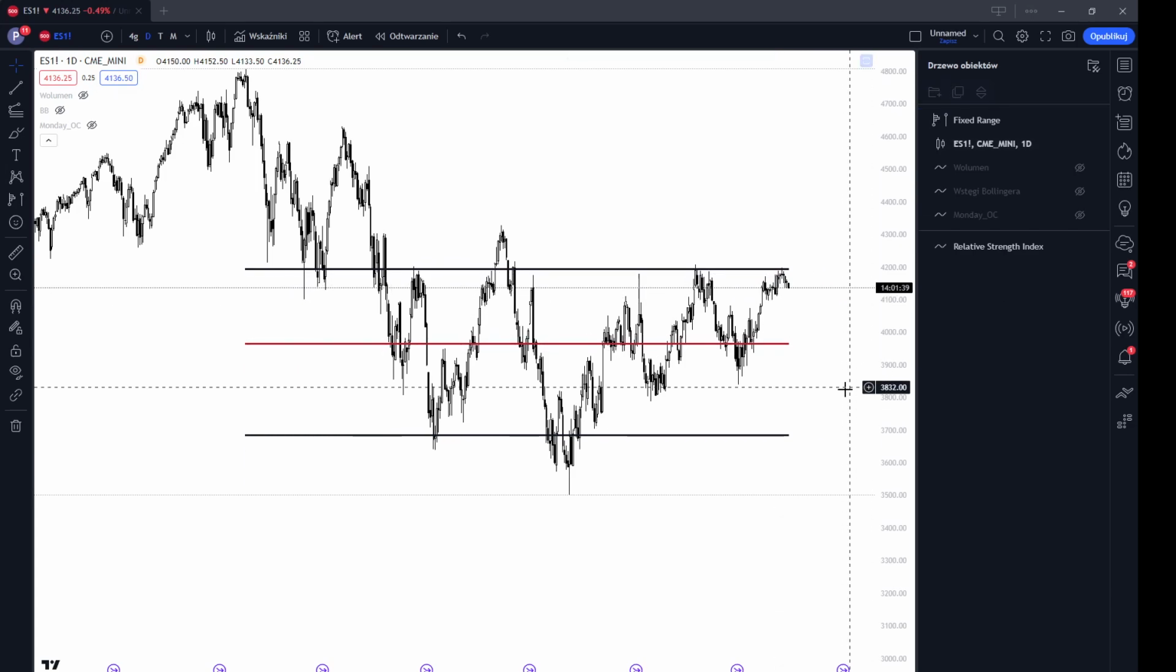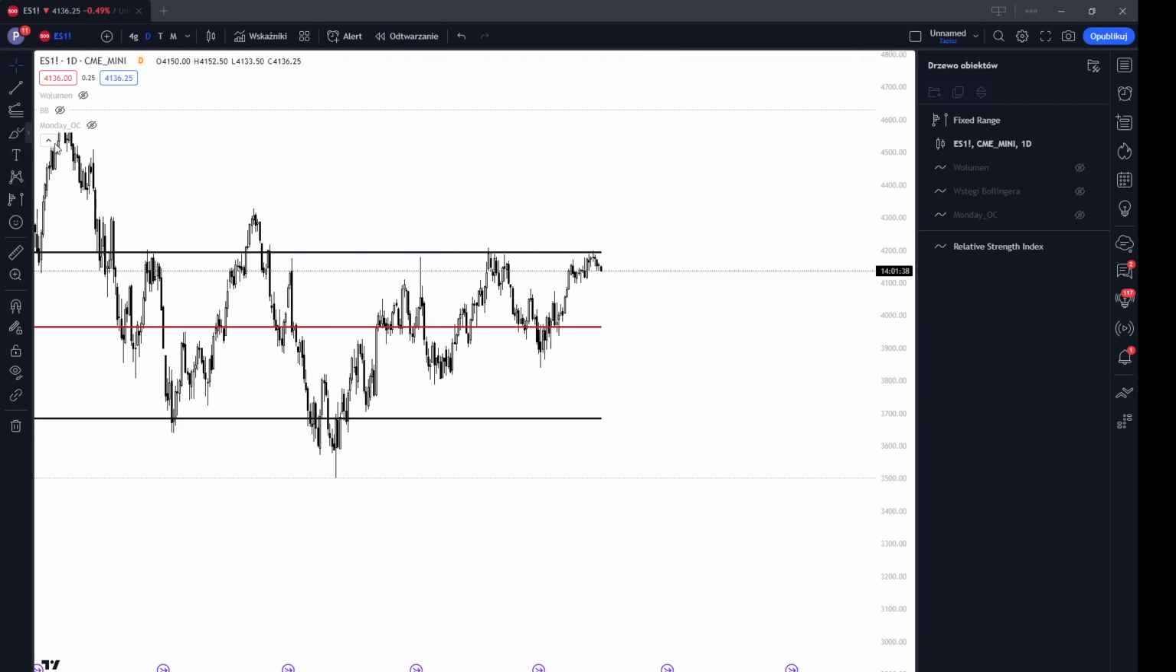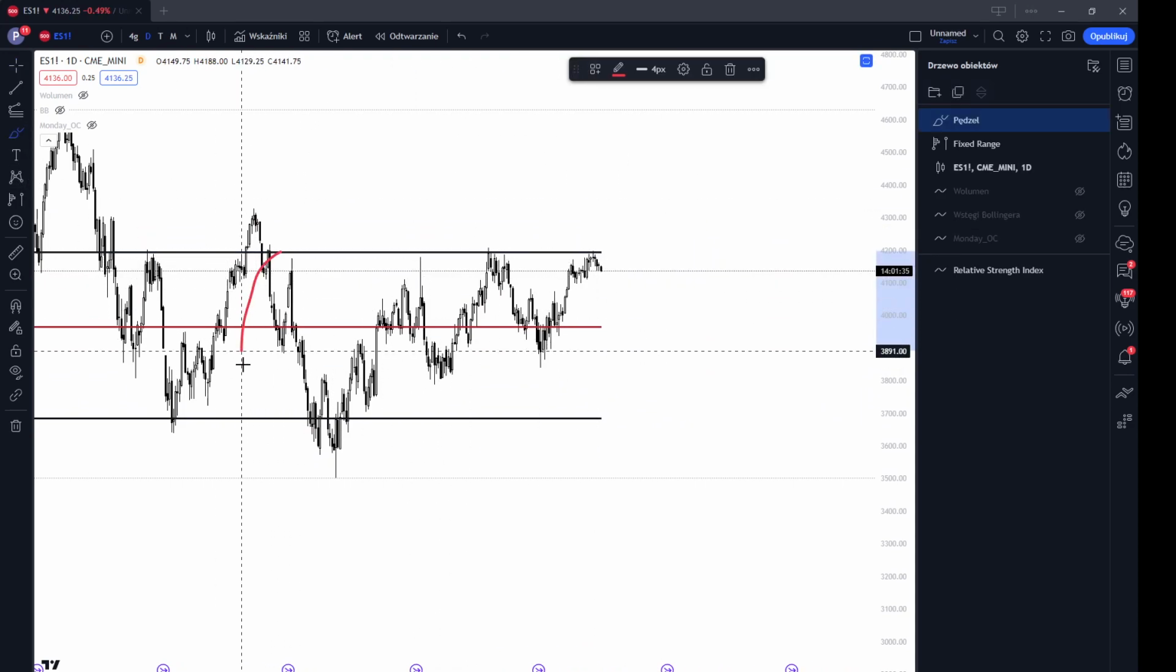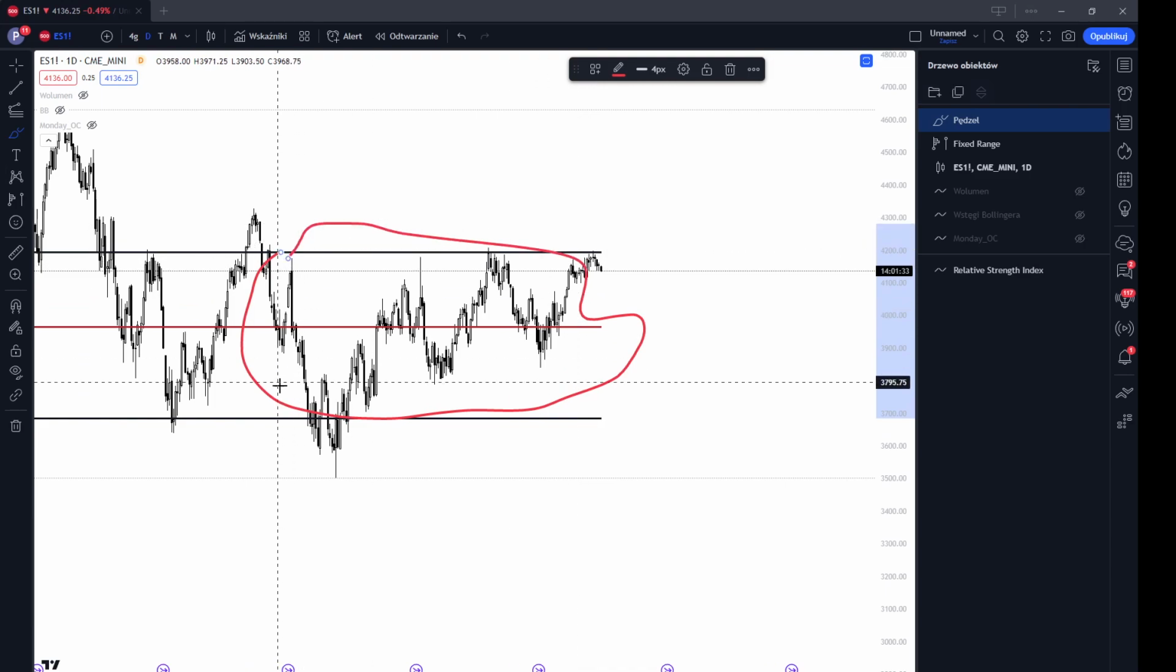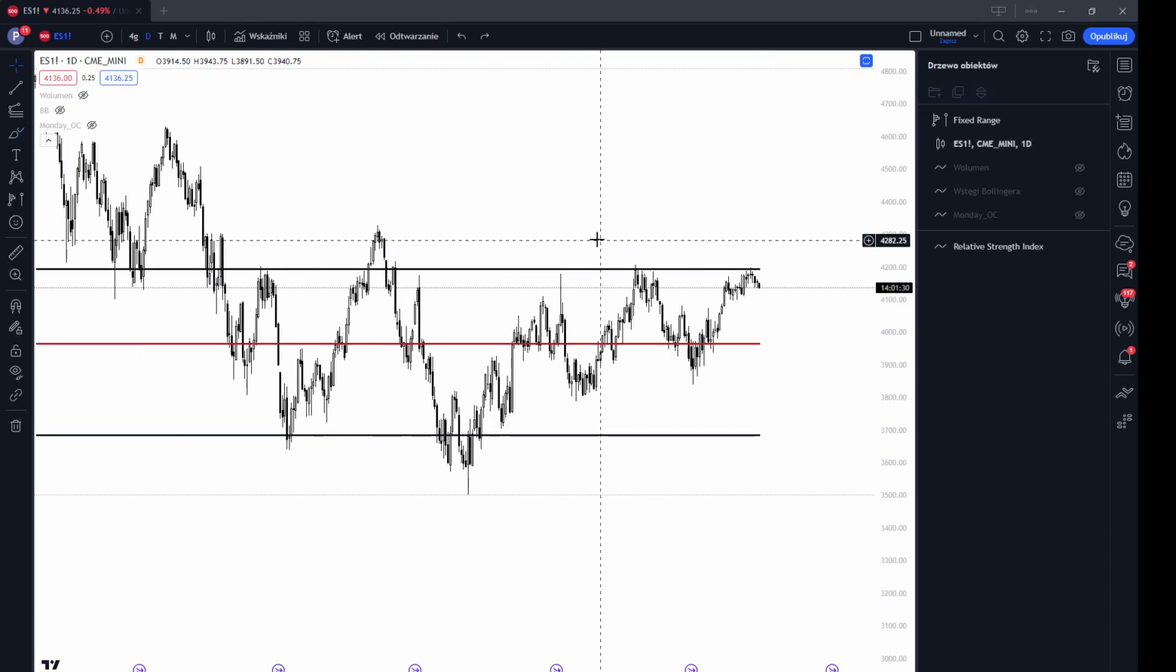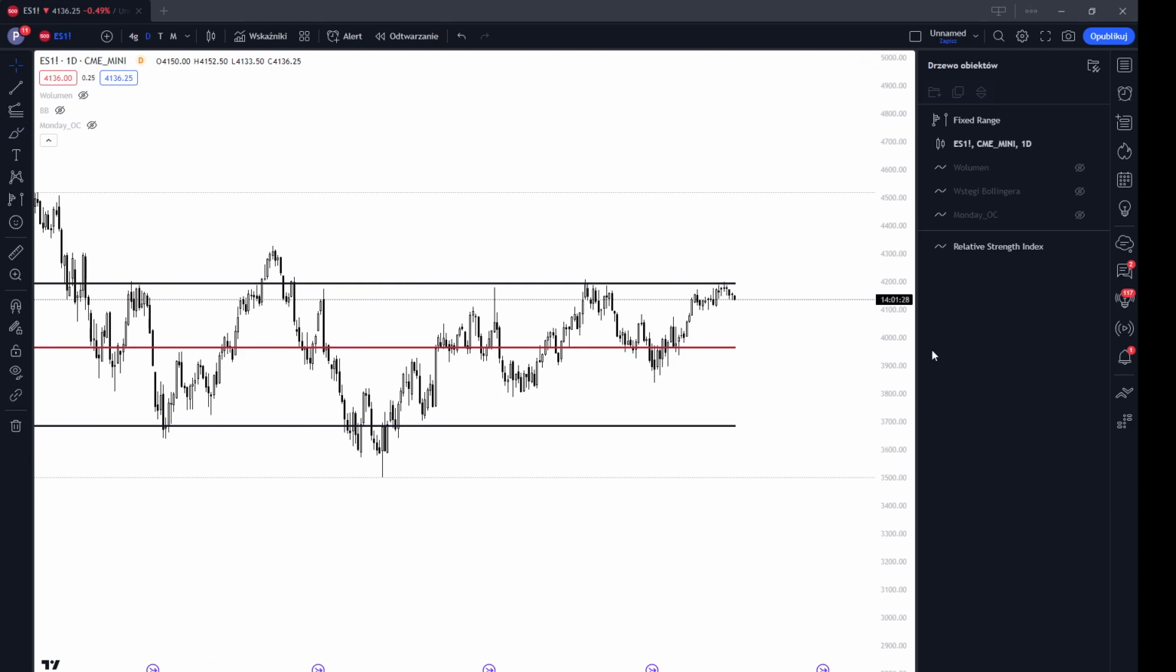I mean, it's again no man's land. So this entire chop here between here and here, it's pretty much no man's land. We didn't break the low, we didn't break the high. We were just chopping around.